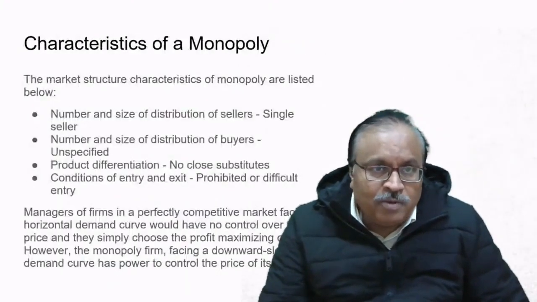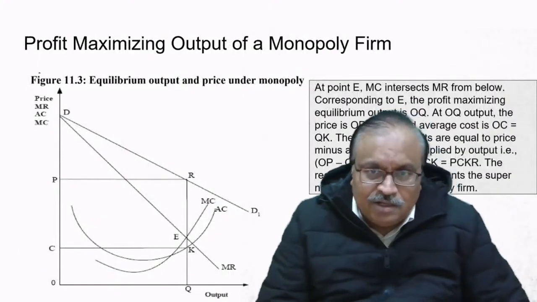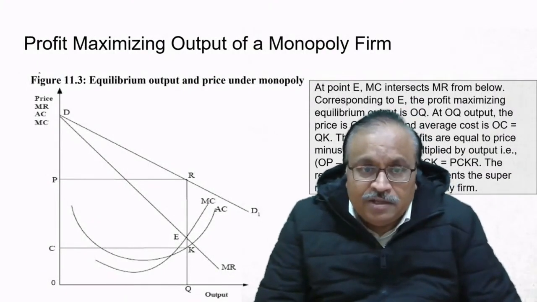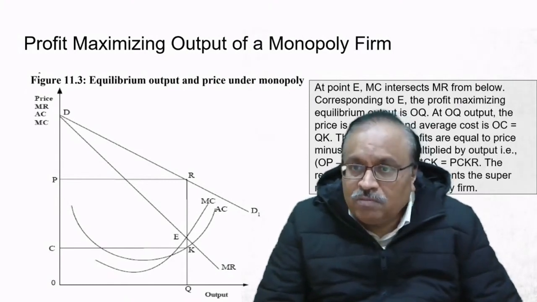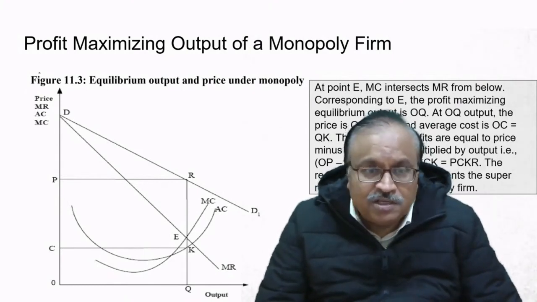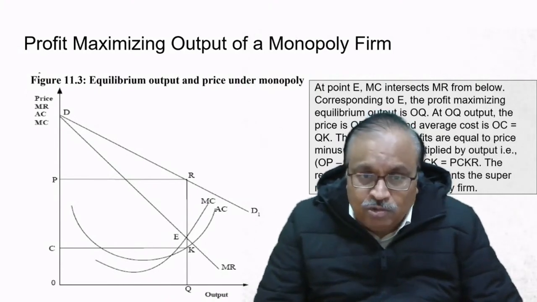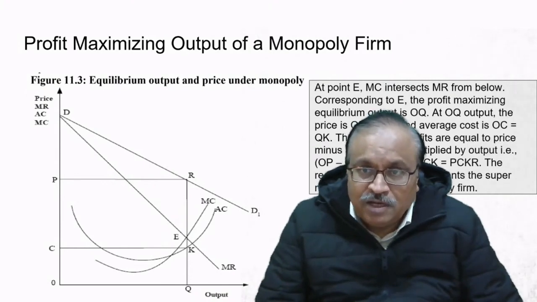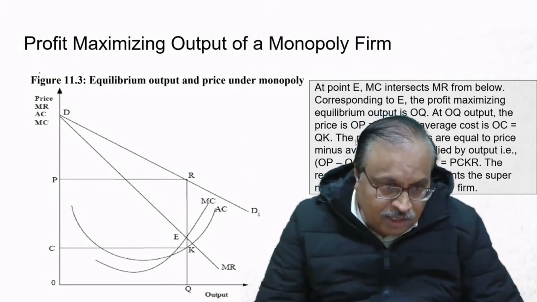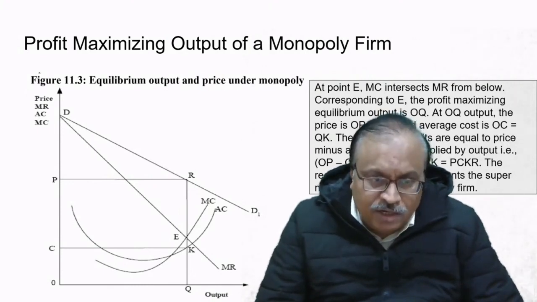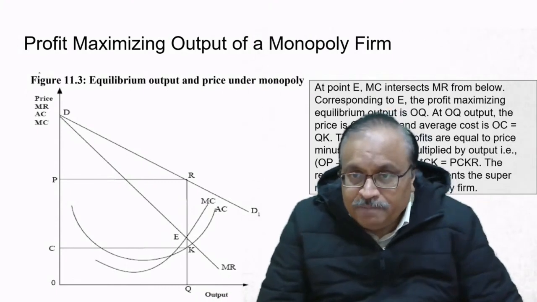So we have already explained the characteristics of monopoly. Let us look at the graph again. So at point E, MC intersects. MC stands for marginal cost. So marginal cost intersects marginal revenue from below. Corresponding to E, the profit maximization equilibrium output is OQ. So Q is the output, that is quantity. So OQ is the maximum output at the level E.